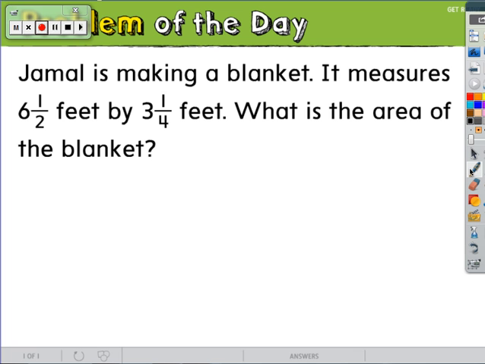It says we're going to multiply two mixed numbers. Jamal is making a blanket. It measures 6 1/2 feet by 3 1/4 feet. What is the area of the blanket? First of all, what is the formula to find the area of a rectangle? Length times width equals area.